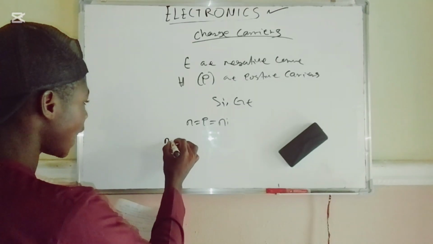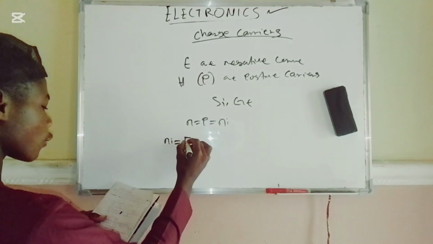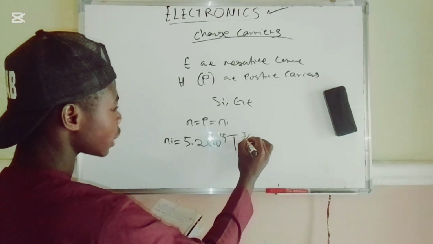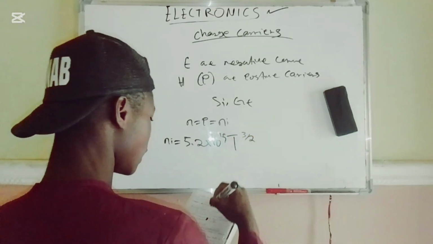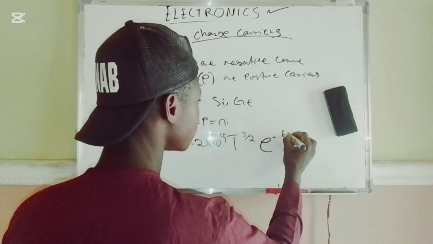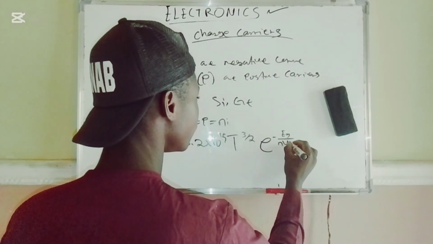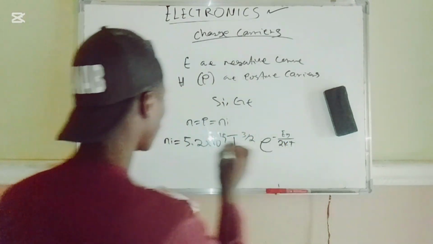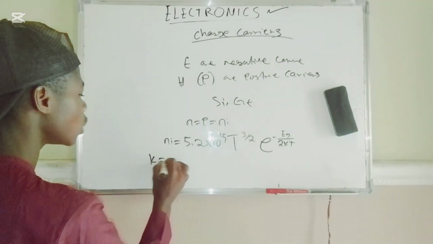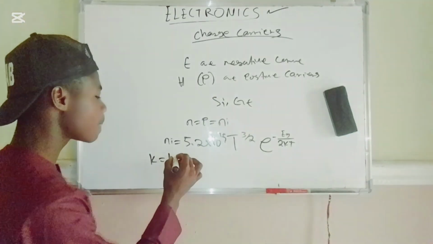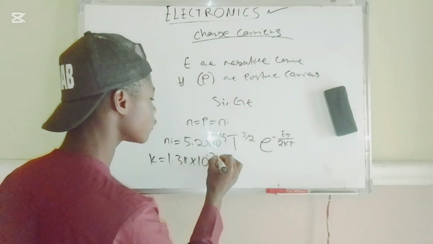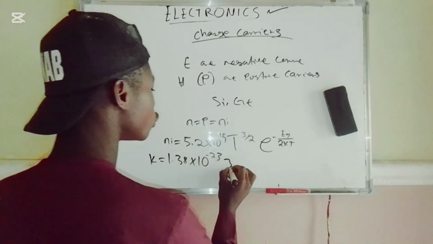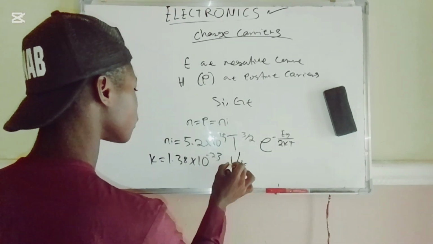So therefore the constant value of ni equals 5.2 times 10 to the 15, T to the power 3 divided by 2, times e to the negative band gap divided by 2kT, whereby k is the Boltzmann constant, 1.38 times 10 to the negative 23 joule per Kelvin.